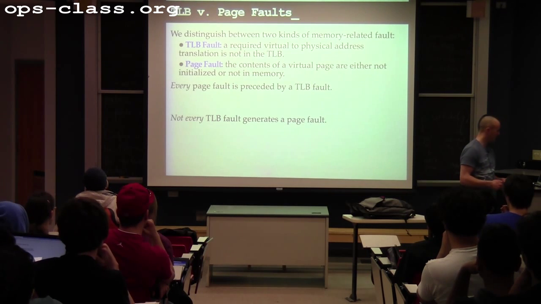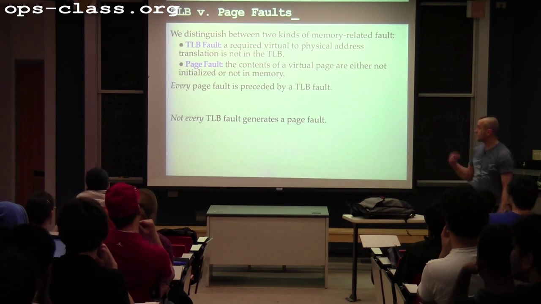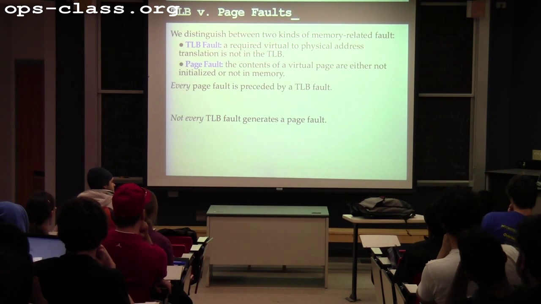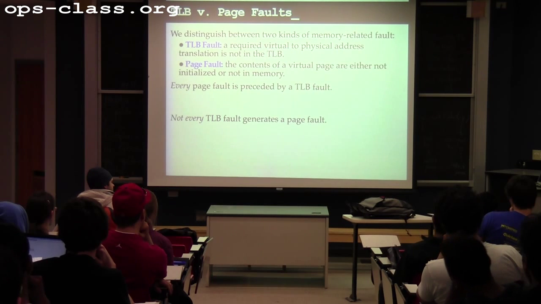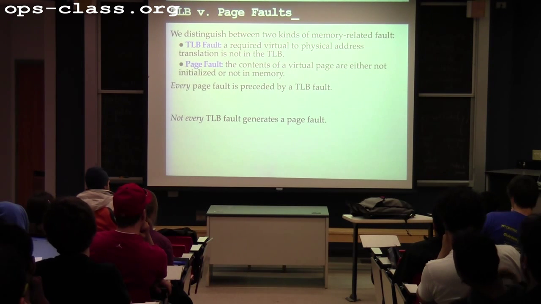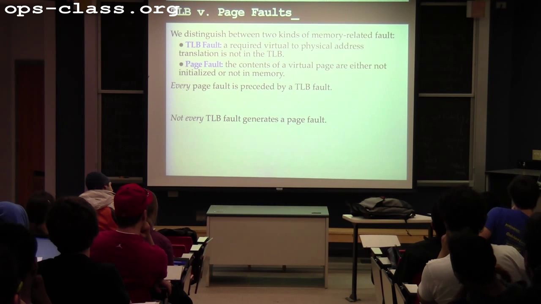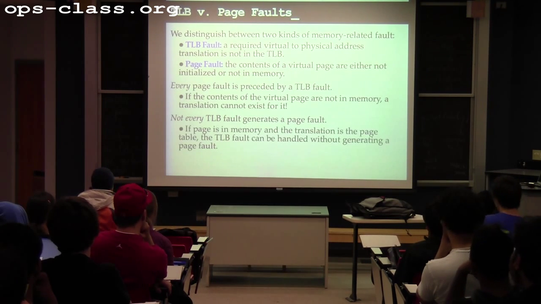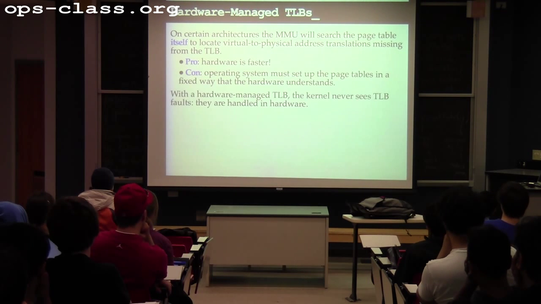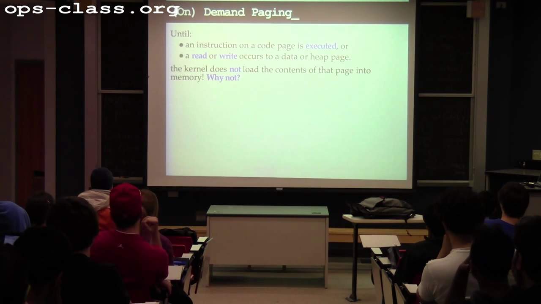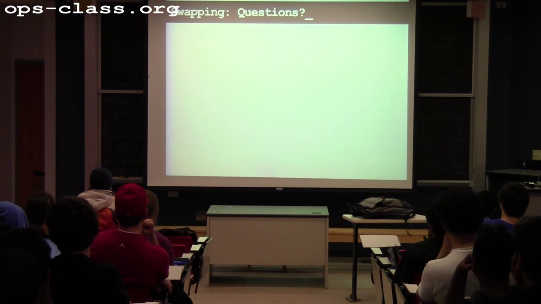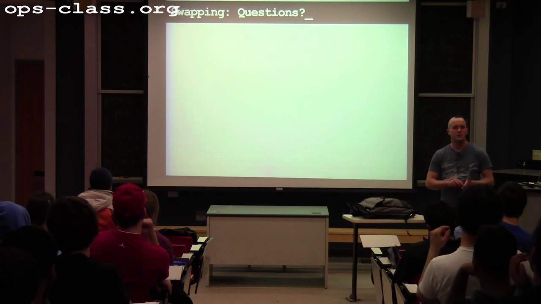All right. We talked about two different types of faults, and this was related to software and hardware managed TLBs. A TLB fault occurs when a page is not in the TLB but in memory, and a page fault occurs when the virtual page is either not in memory or doesn't exist yet because it hasn't been initialized, right? We don't need to go through this again. Yeah, we did on-demand paging. Okay. Any questions about swapping, on-demand paging, hardware TLBs?